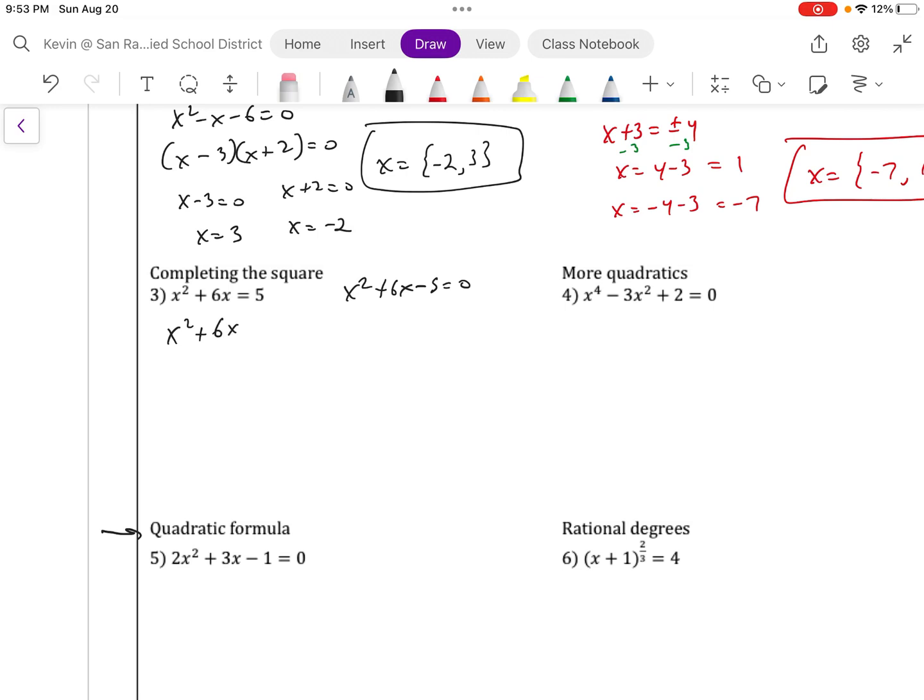So we go, this is 6x, 6 divided by 2 squared. 6 divided by 2 is 3. 3 squared is 9. So we're going to add 9 here, and we're going to add 9 here. Okay, common mistake. People don't do that. So this is x plus 3 equals 14. So x plus 3 squared equals 14.